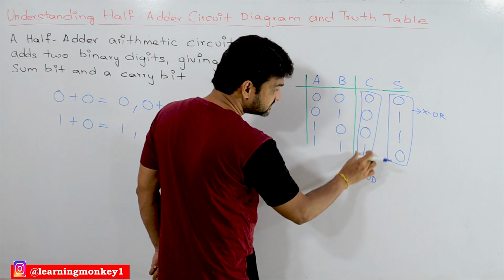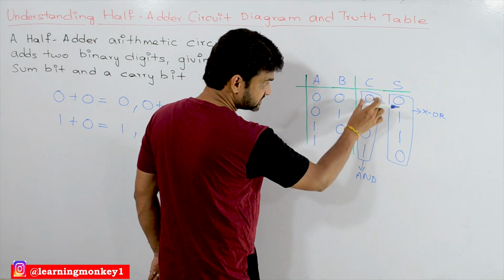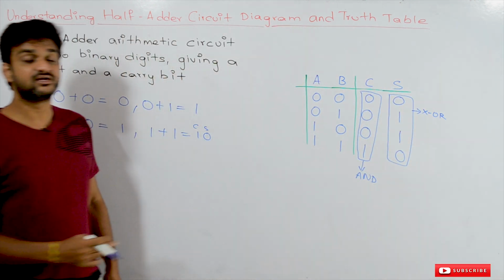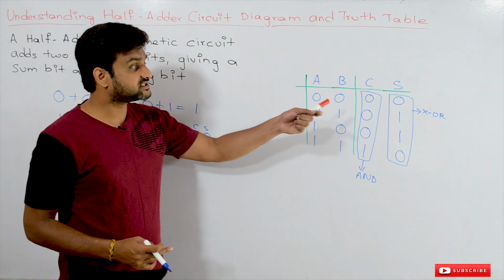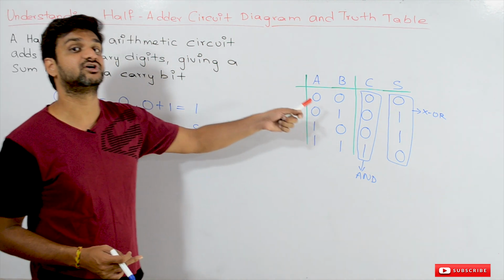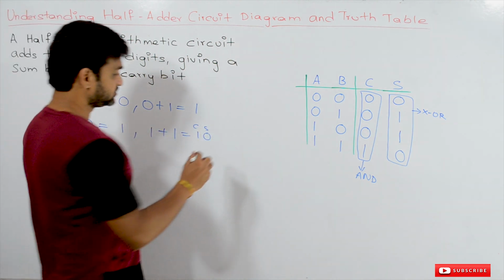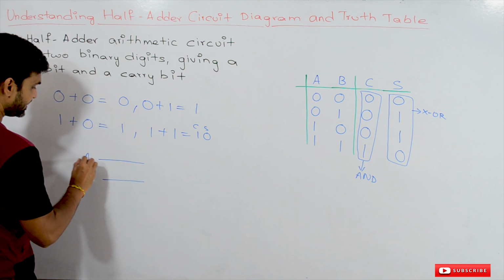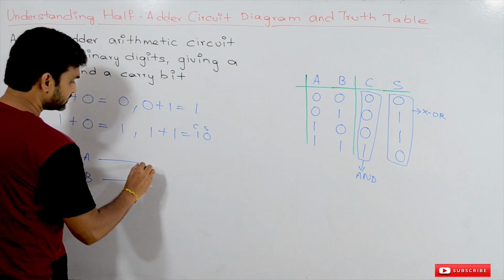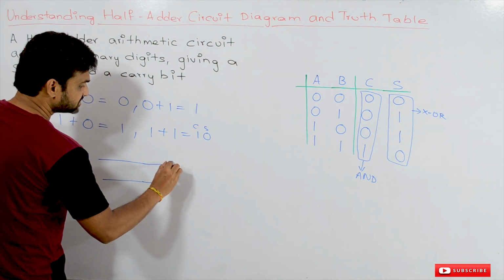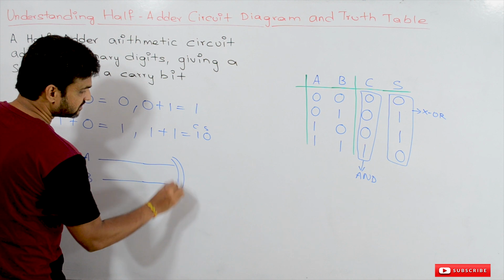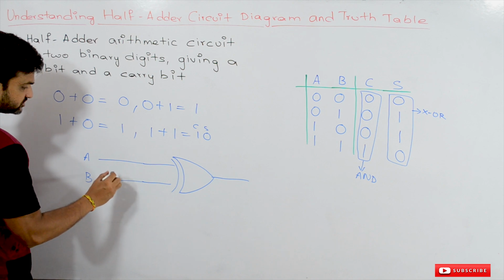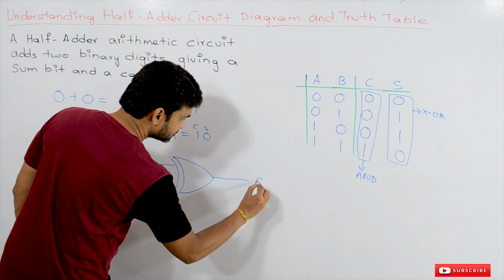So this carry is resembling the output of an AND logic gate, and this sum is resembling the output of XOR. So what is the logic circuit? What is the combinational circuit for this half adder? It is going to be in this way. The inputs are A and B, and the sum is going to be produced by the XOR gate.